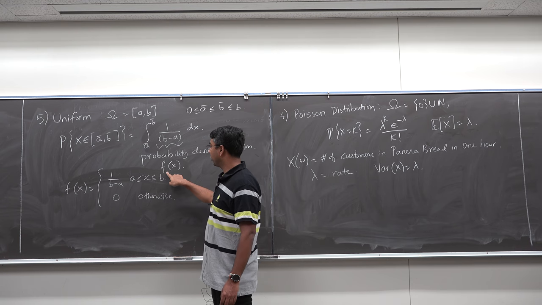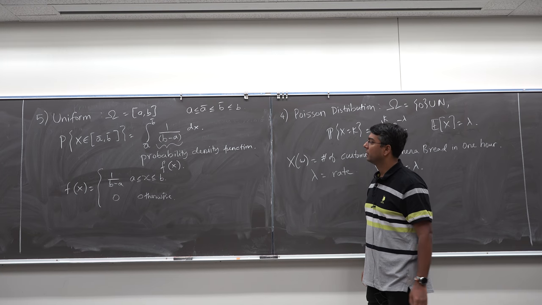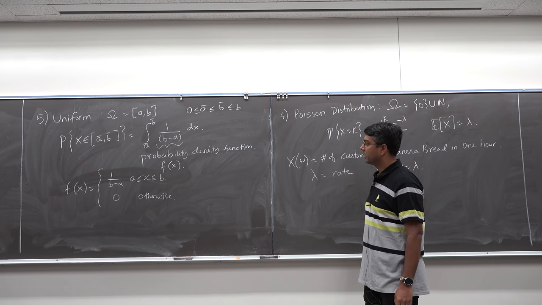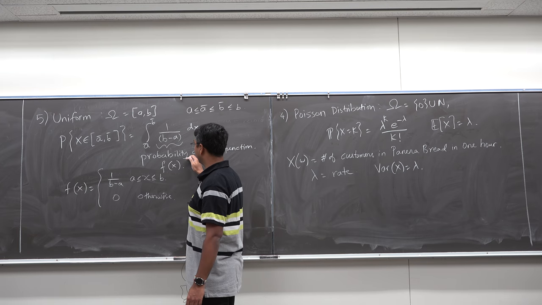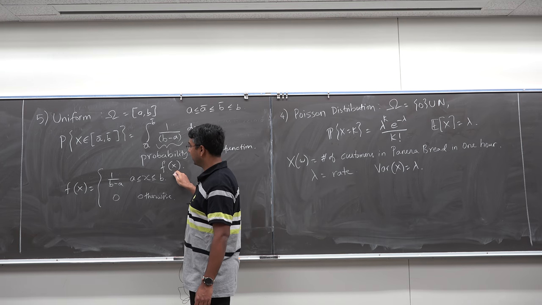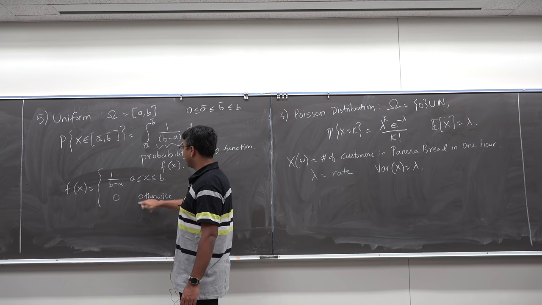And we generally denote it by f, so don't confuse this with the state equation f. But we'll be using f for both purposes. Most people use f for denoting the probability density function. In the case of uniform distribution, the density function is given by this.